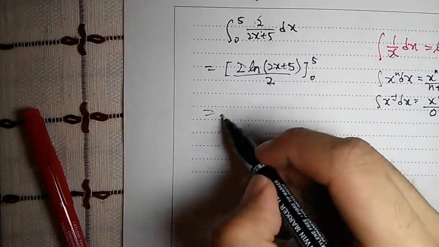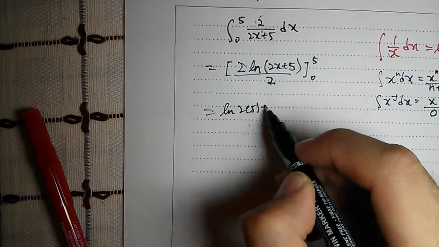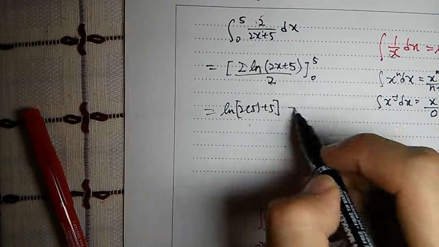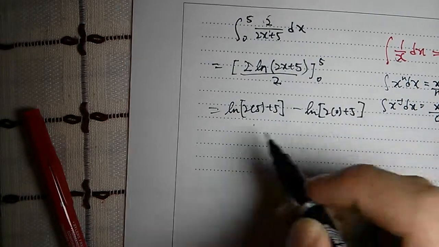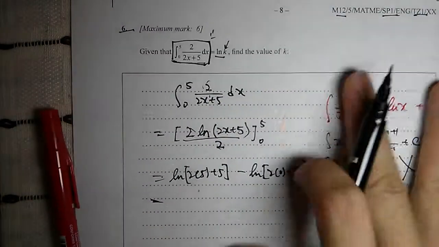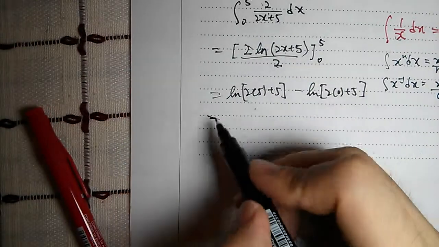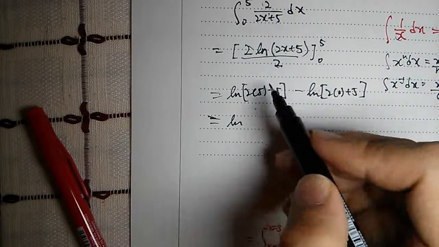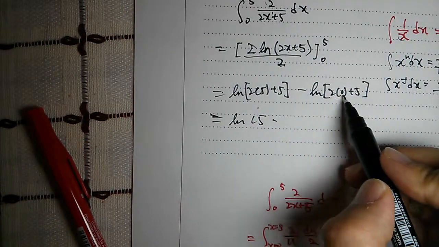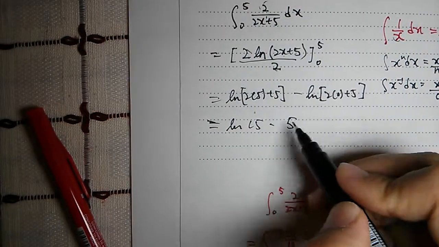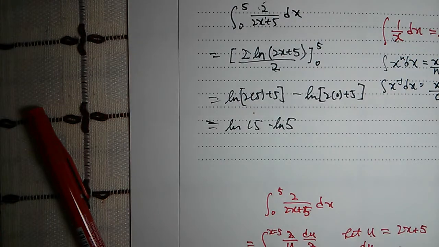2 and 2 cancel out anyway. So 2 times 5 plus 5, subtract 0 plus 5. Again, this is paper 1, people. No calculator. Okay, 2 times 5 is 10, plus 5, 15, minus log of 2 times 0, 0, plus 5, 5, log 5. So this is basically it. The integration part is done.